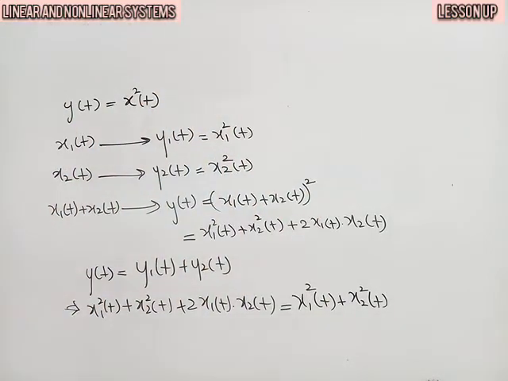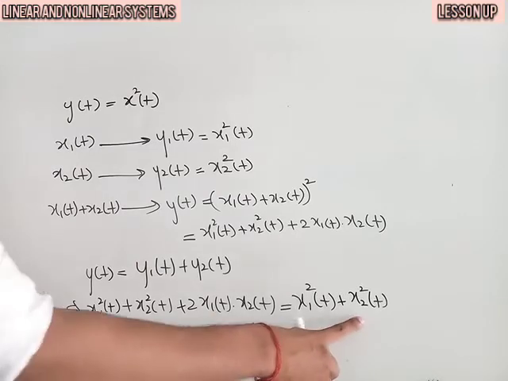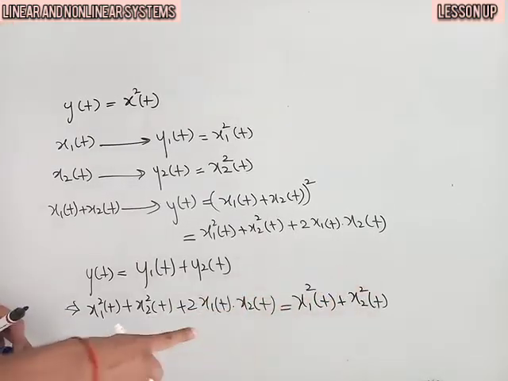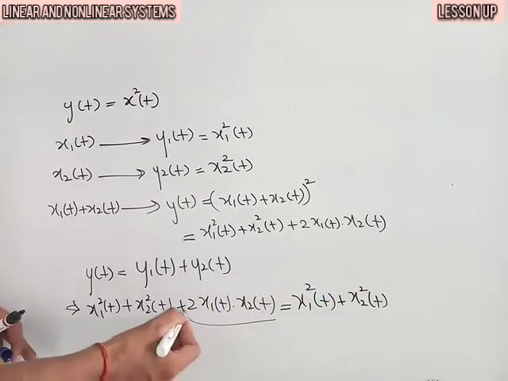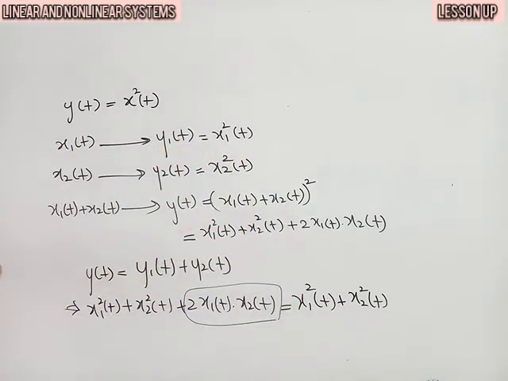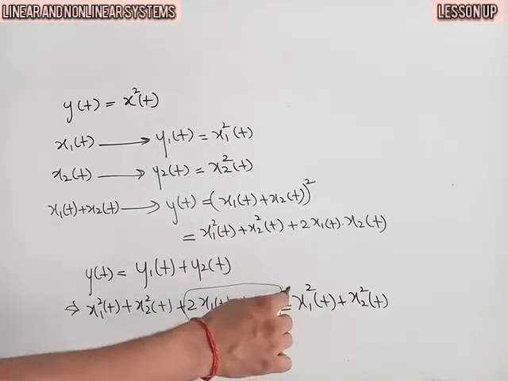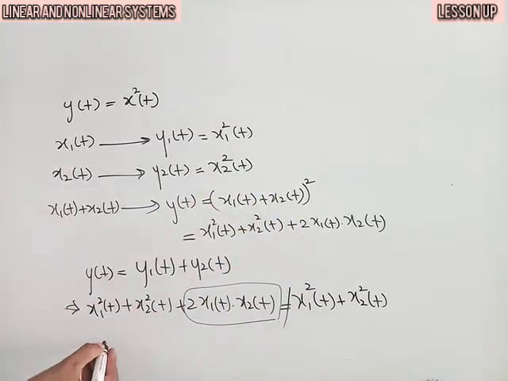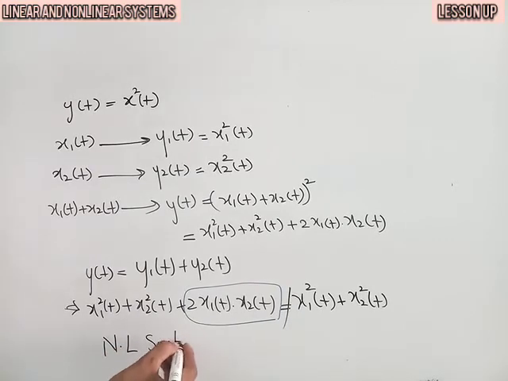y2 of t is x2 of t square. As we can see, we are getting an extra part, 2 x1 of t x2 of t, in the LHS side. So, we can tell that these two equations are not equal. So, this is a non-linear system.